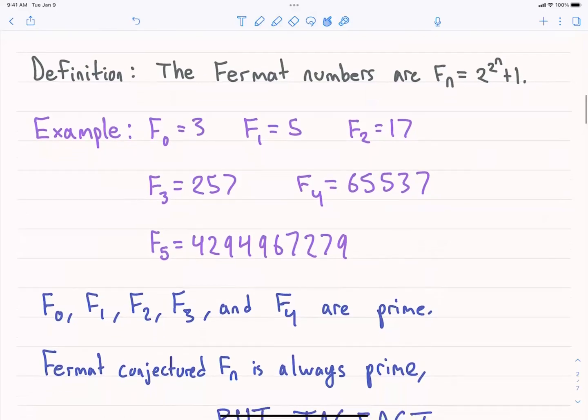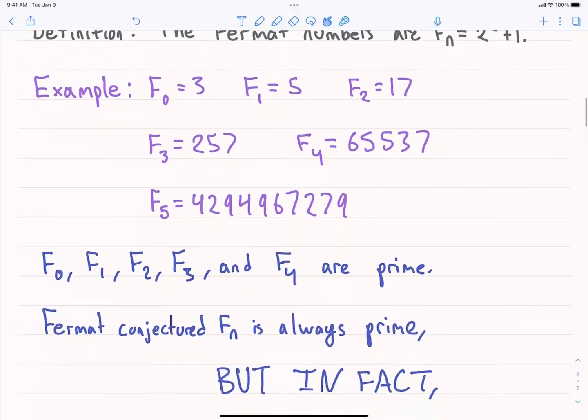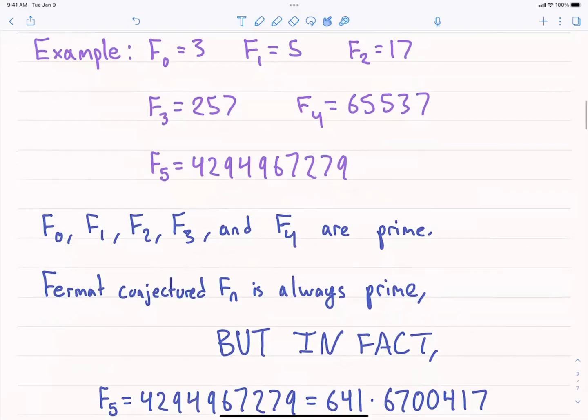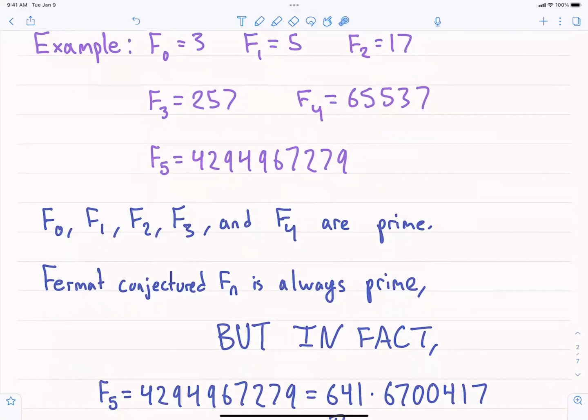But in fact, he stopped a little too early. Some people have suggested that he just made a computational mistake, and that's why he didn't catch this. Because in fact, this very next one, F5, is a composite number. It's not prime. Its factorization is 641 times something else.